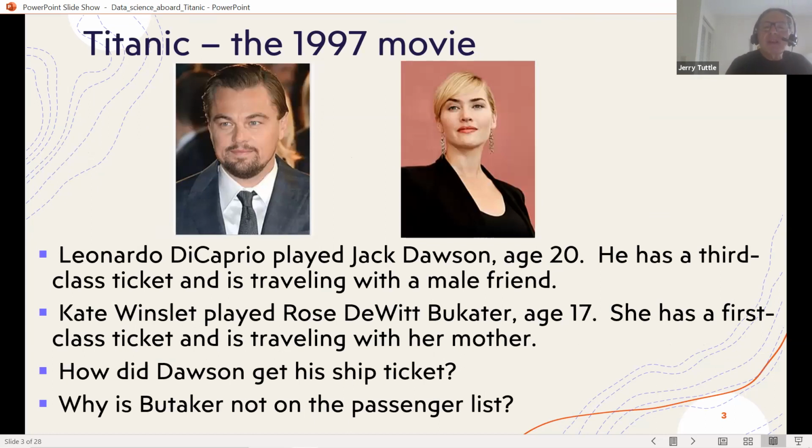This is not what the 2 main characters looked like in 1997. This is more current. But if you saw the movie, a very handsome Leonardo DiCaprio played Jack Dawson at age 20. And he had a 3rd-class ticket and was traveling with a male friend. And a very beautiful Kate Winslet played Rose DeWitt Bukater, who in the movie played a 17-year-old person. She had a first-class ticket and was traveling with her mother. Does anyone know how Dawson got his ship ticket? Someone like to call out? I'll listen for the answer.